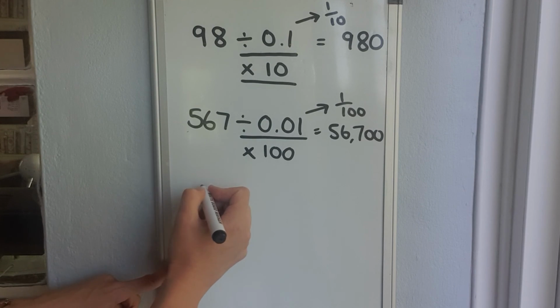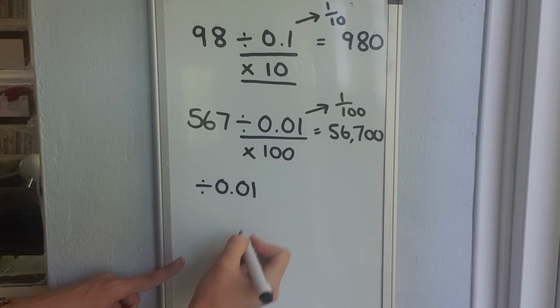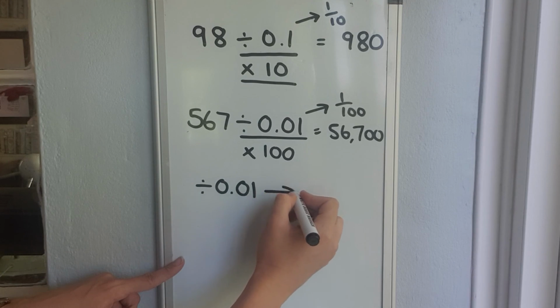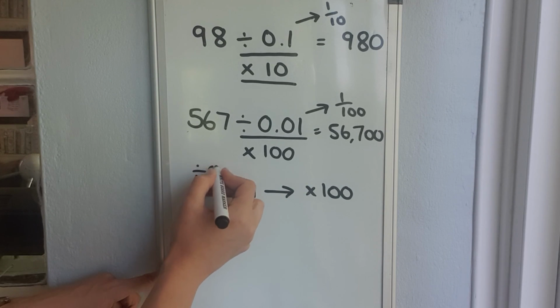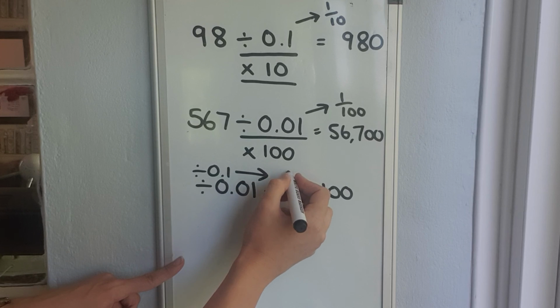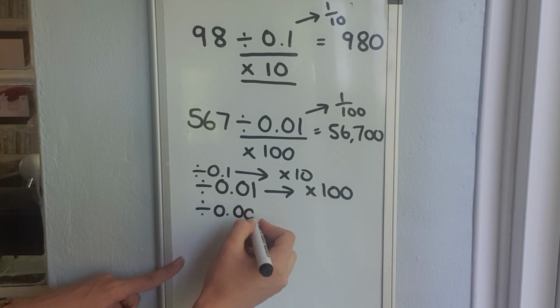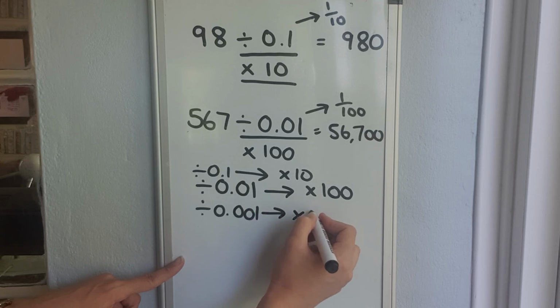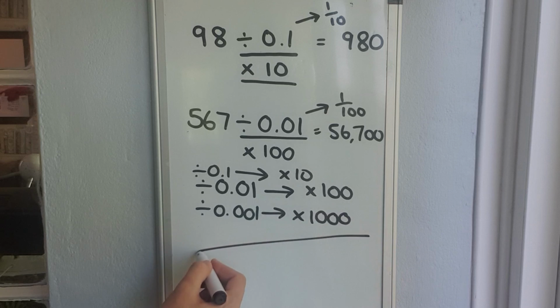So a quick refresher on that. If I am dividing by 0.01, I'm going to times by 100. If I'm dividing by 0.1, I'm going to times by 10. And if I'm dividing by 0.001, that is the same as multiplying by 1000. Okay? Hopefully that'll clear that up a little bit, and hopefully that makes sense.